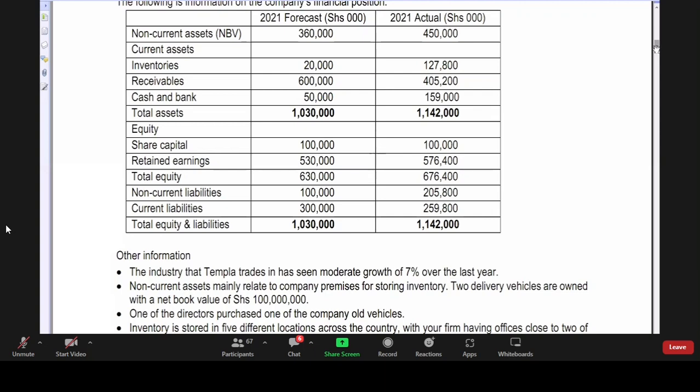It is said the industry that Templar trades in has seen a moderate growth. You didn't conclude on this third last of non-current liabilities. Yes, I was saying that, you see, the non-current liabilities were forecasted at 100,000, right? But they ended up being, rather 100 million, but they ended up being 205 million.